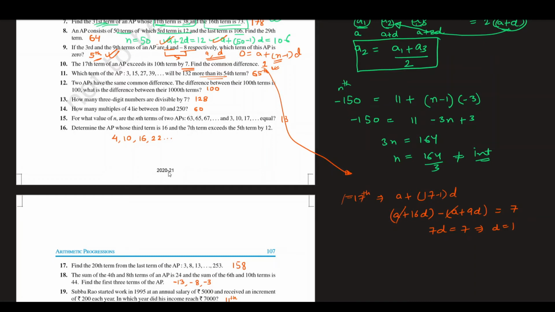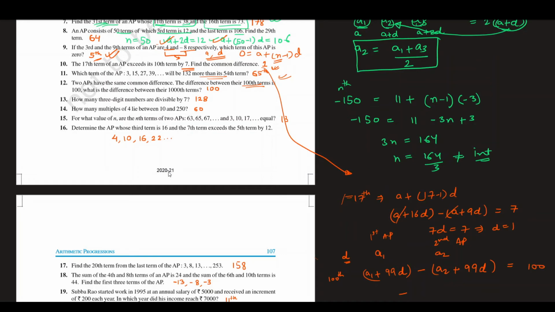Similarly, you can do this question also by making two equations. Two APs have the same common difference. The difference between their 100th term is 100. What is the difference between their 1000th term? Okay, so they are saying that d is the same for both. Suppose A1 is the first term of the first AP, and for the second AP it is A2. Then the 100th term for the first AP is A1 plus 99d, and for this one A2 plus 99d. And they are saying that the difference between these two terms, this minus this, is what?